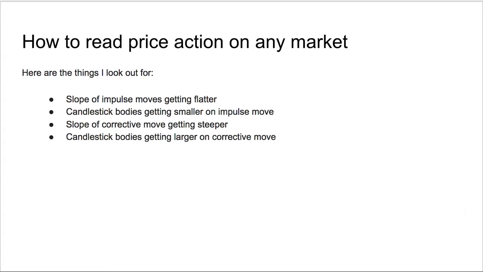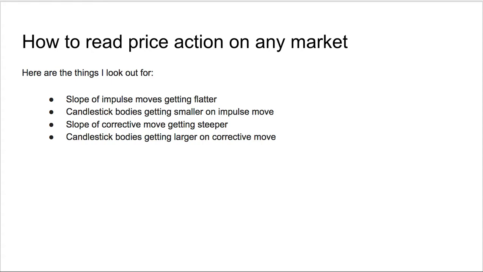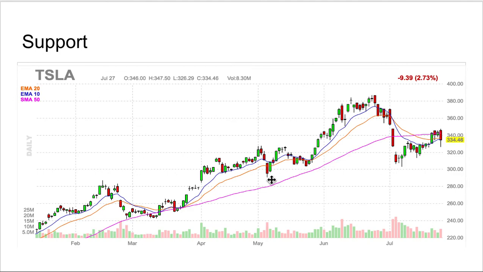And then we talked about candlestick bodies getting smaller on an impulse move. On this impulse move, you can see these candlesticks getting smaller and smaller. So the chances of this really going are highly unlikely compared to this one, when it's expanding, when it's advancing, these candles are getting bigger and bigger, which means there's more conviction with the buyers.